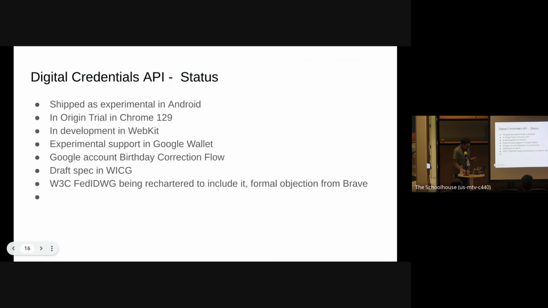Okay. So overall status is there's an experimental API in Android that people are starting to use. We have a Chrome origin trial that started running in Chrome 129. There's patches landing in WebKit. There's some experimental support in Google Wallet right now. We've had a blog post that talks about this.